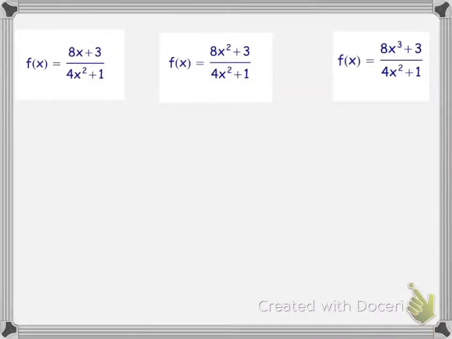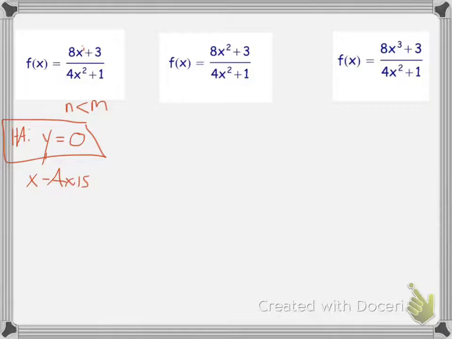So I have some here. My degree of the numerator is a 1. Denominator is 2. So that means the n is less than m, which means I'm going to have a horizontal asymptote at y equals 0. Understand that this is the x-axis.